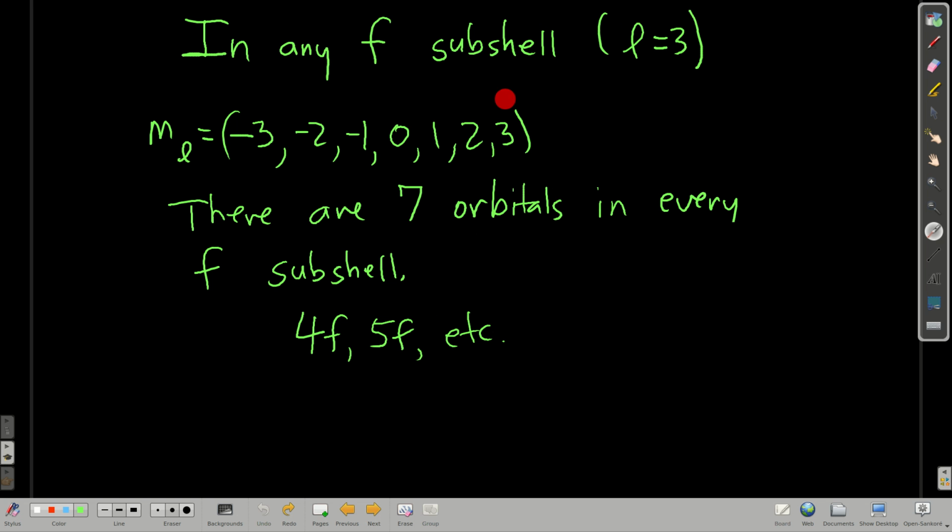And for an f subshell, L is equal to 3. That means there are 7 values for m sub L, and that means there are 7 orbitals in every f subshell. The first time it's possible for there to be an f subshell is in that n equals 4 shell, 4f, 5f, etc. Each of these has 7 orbitals within it.